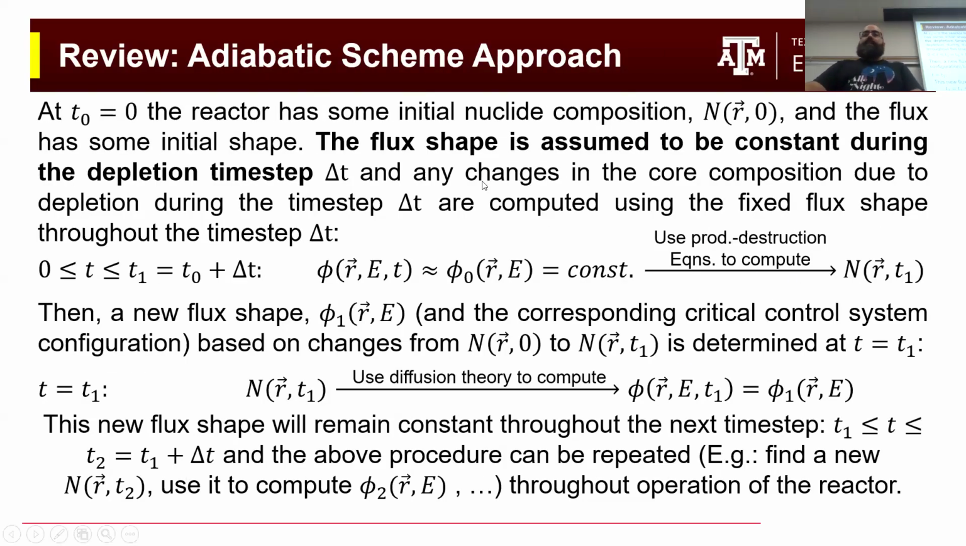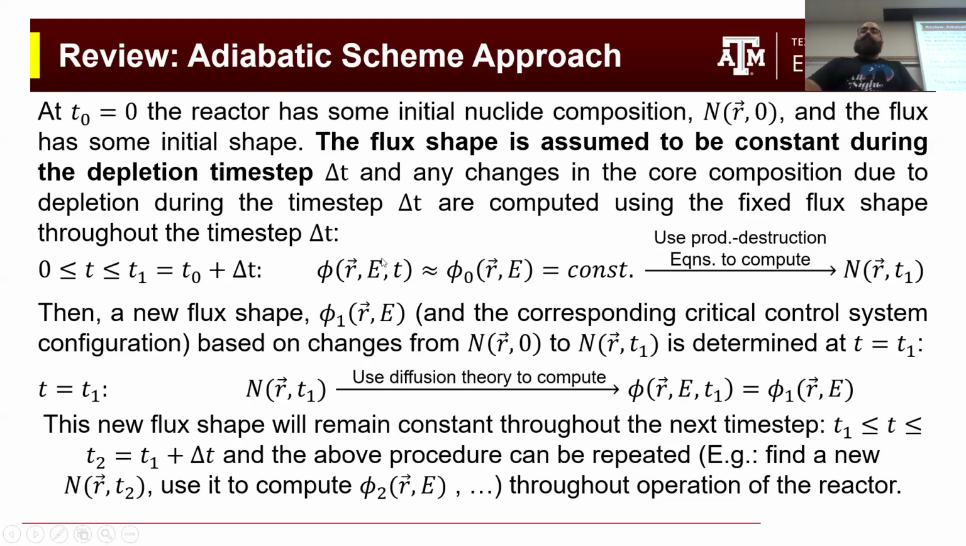The way that that works is that at time zero, you're going to know what your reactor looks like. That means you're going to know what your initial nuclide concentrations are. And if you know your nuclide concentrations, then you could use diffusion theory to predict what your flux looks like at the initial time step. And then once you know what that initial flux is, then over the first time step, you can treat that flux as constant, and you can use your production destruction equations with that constant flux to predict what your nuclide concentrations become at the end of that time step.